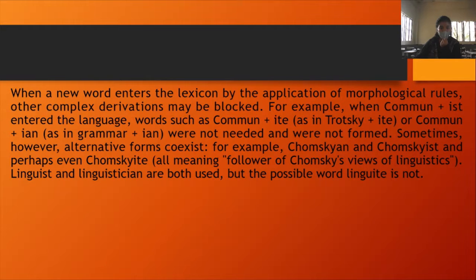Sometimes, however, alternative forms coexist. For example, Chomskyan and Chomskyite, and perhaps even Chomskyist, all meaning follower of Chomsky's views of linguistics. Linguist and linguistician are both used, but the possible word linguite is not.